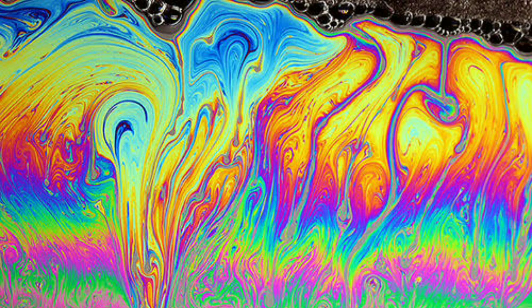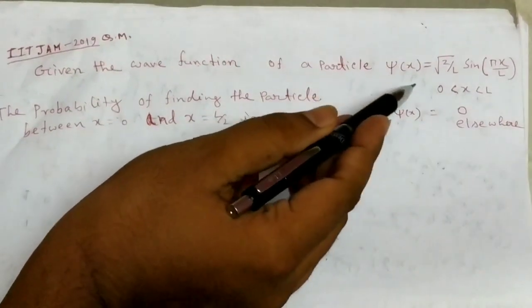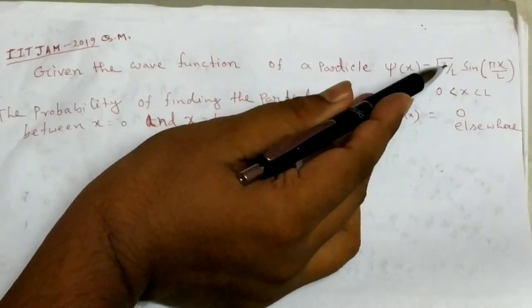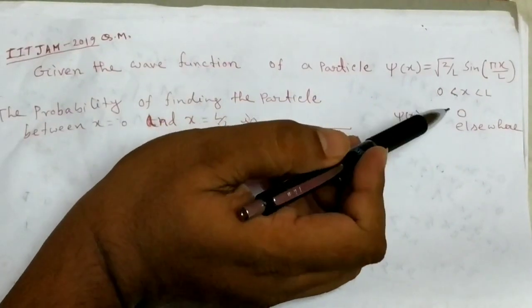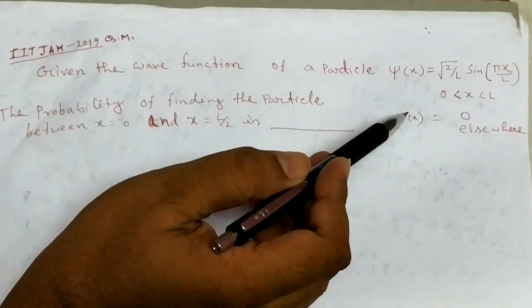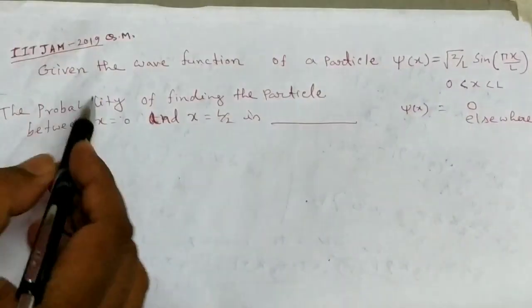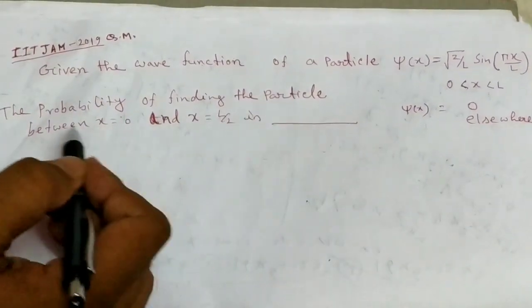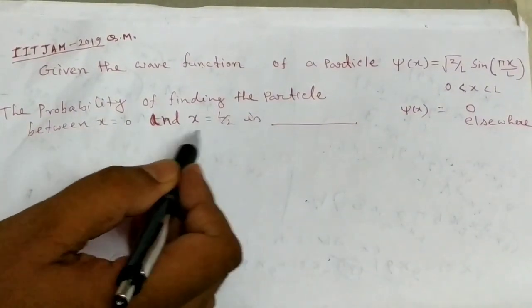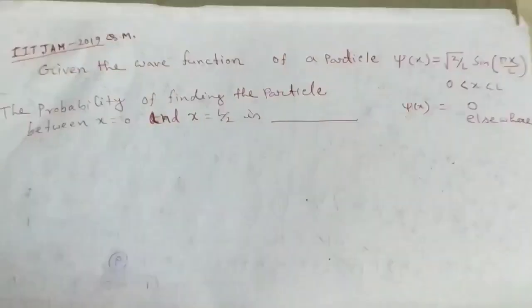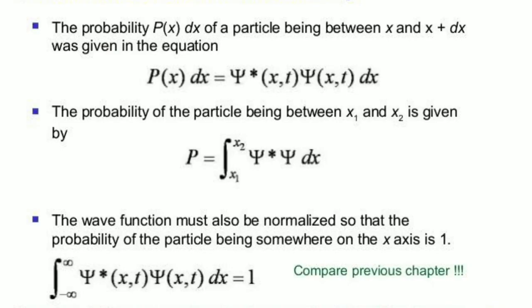Now we discuss one important problem from IIT JAM 2019. So the question is given: the wave function of a particle is psi of x equal to root over of 2 by L sin pi x by L, for the limit 0 to L, and psi of x equal to 0 otherwise. The probability of finding the particle between x equal to 0 and x equal to L by 2 is asked. So we discussed that problem in my previous lecture.